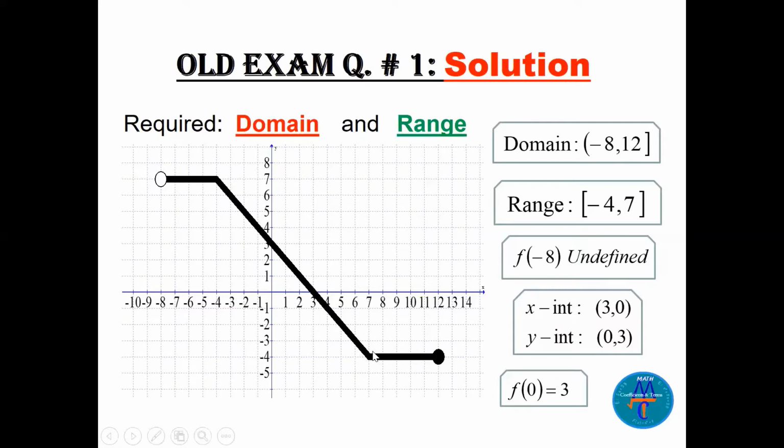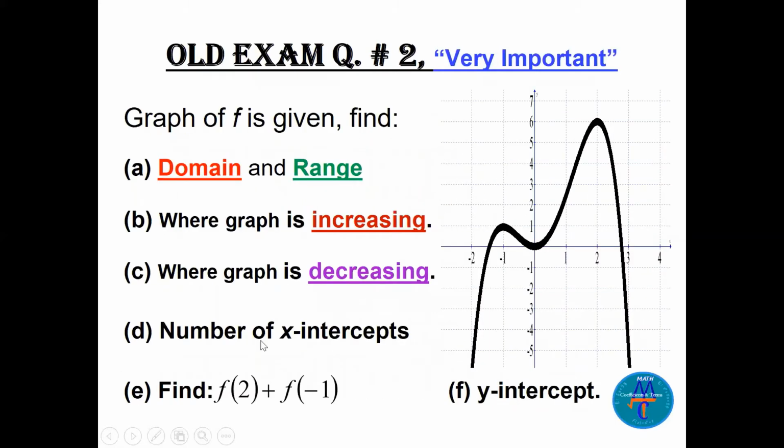All right, now question 2, another graph, a nice graph. We have A, B, C, D, E, and F. Let's find the domain and the range. What do you think the domain will be? I think a good idea is to write the answers to all these parts of question 2, and then you can compare them.